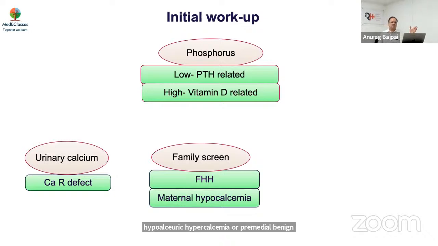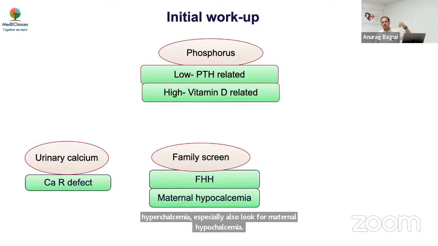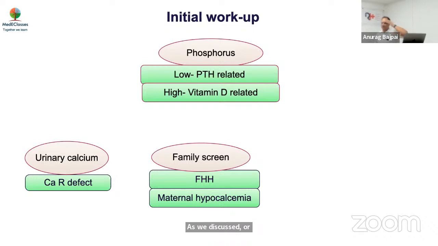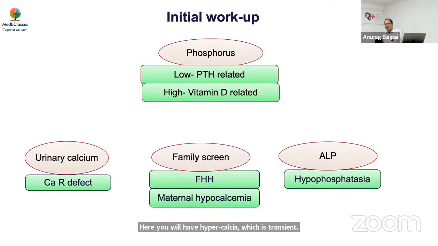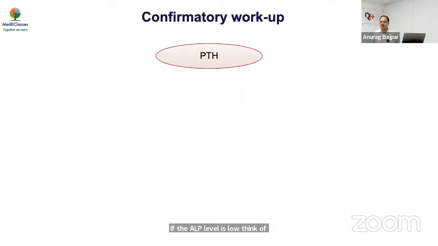As we discussed, maternal hypoparathyroidism or long-standing maternal vitamin D deficiency causing hypocalcemia will cause the reverse scenario, like an infant of a diabetic mother has hypoglycemia. Here you will have hypercalcemia, which is transient. Alkaline phosphatase levels are expected to be high in individuals with increased bone resorption. If the ALP level is low, think of hypophosphatasia as a cause.